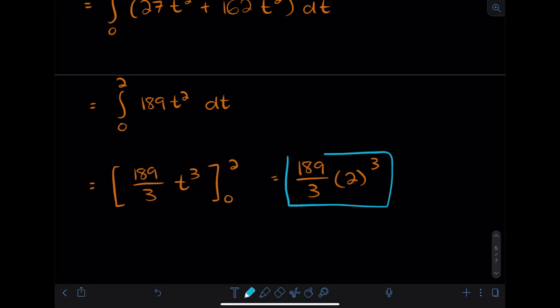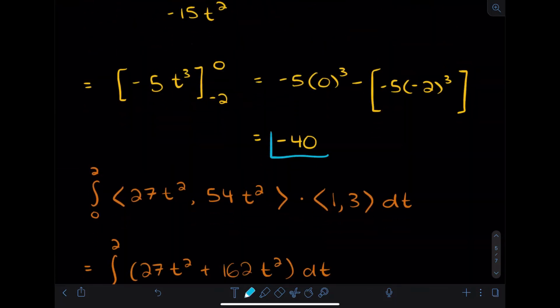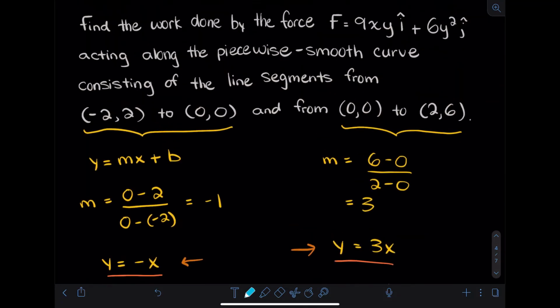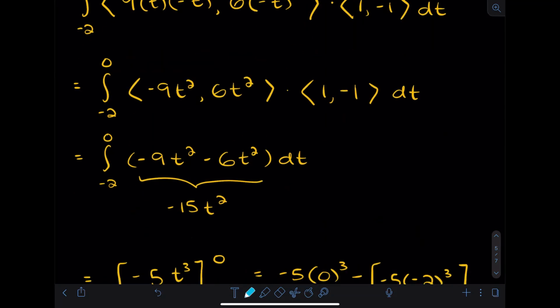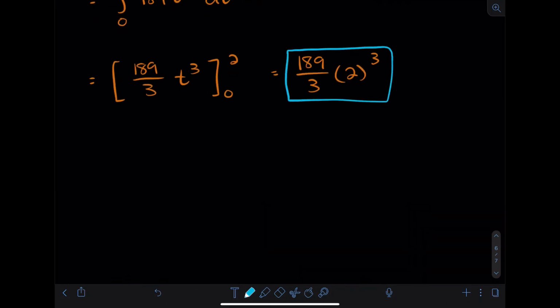We have this portion of the curve. We found the integral, and we have this portion, the minus 40. And so now we finished the two segments. We have the first line segment and the second line segment. Now we just have to add them together because we want the whole thing. We don't want them in pieces. So let's do that. Minus 40, adding to that 189 over 3 t cubed.